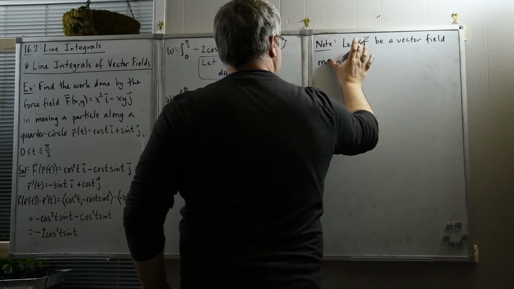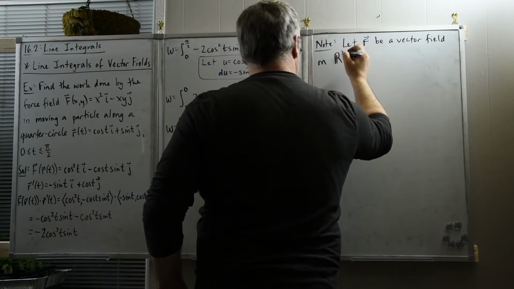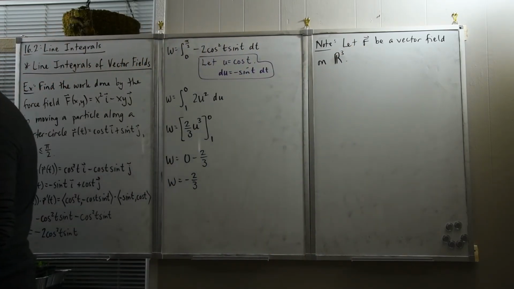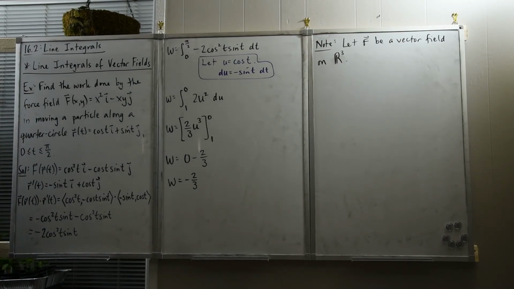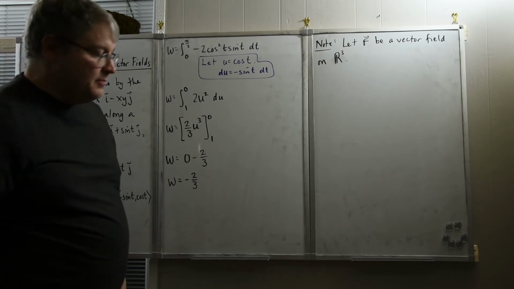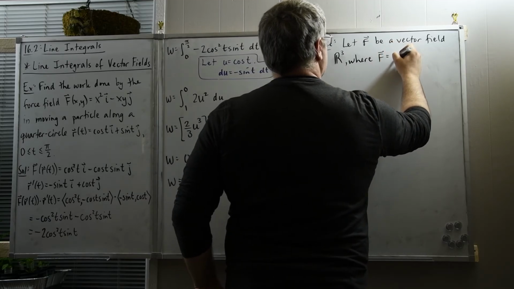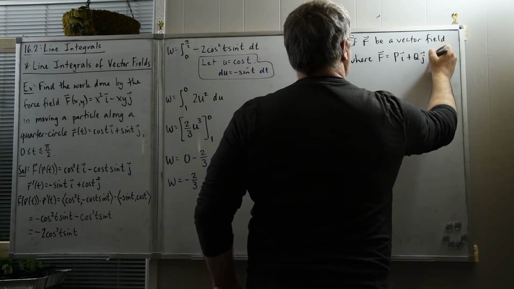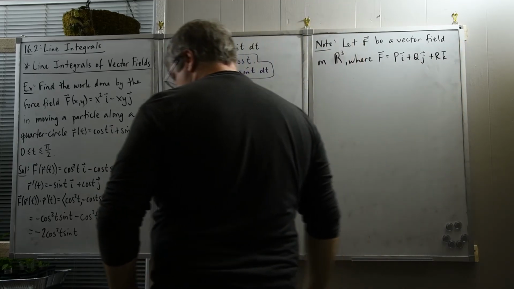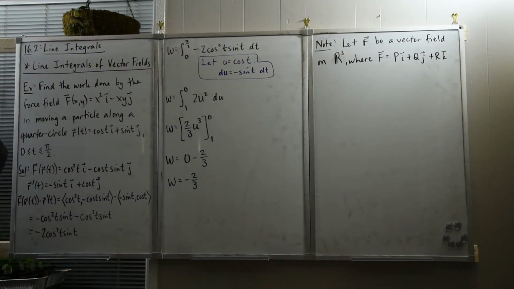So we're going to let F be a vector field on R3. And that vector field is going to be given to us by F equals Pi plus Qj plus Rk. Now, let's keep in mind that when we write down this Pi plus Qj plus Rk, all three of P, Q, and R are functions of x, y, and z.